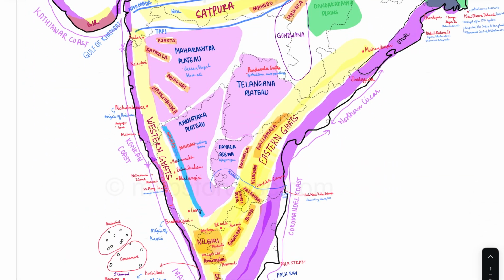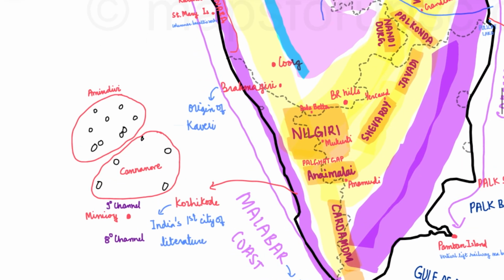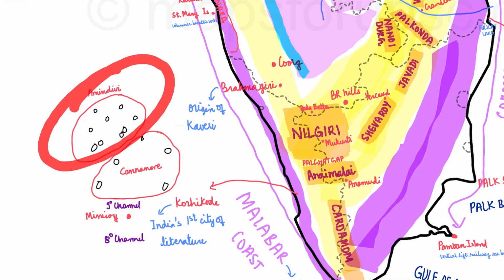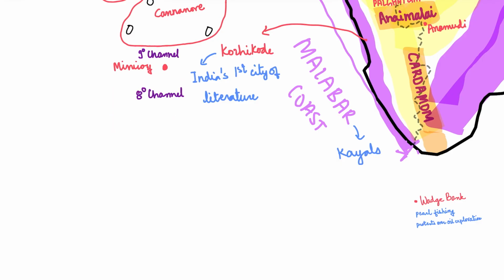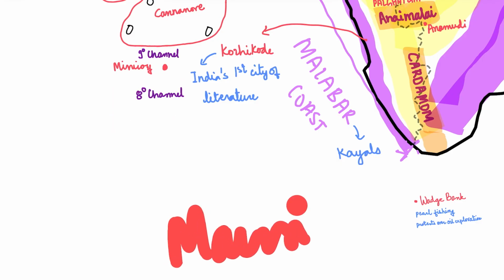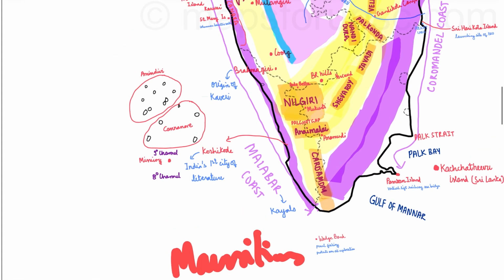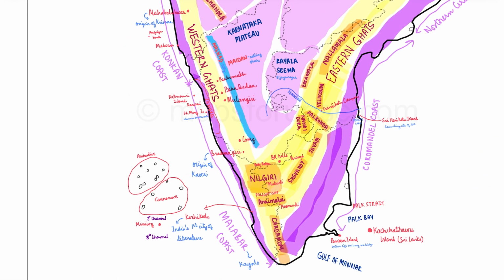Then moving on towards the islands of Lakshadweep. So Lakshadweep basically has two types of islands. The first group is the Amindivi Islands, the other group is the Cannanore Islands. The Cannanore Islands are separated from Minicoy by the 9-degree channel, and after that we have the 8-degree channel, and below that we have the country of Mauritius and some other island nations as our neighbors.